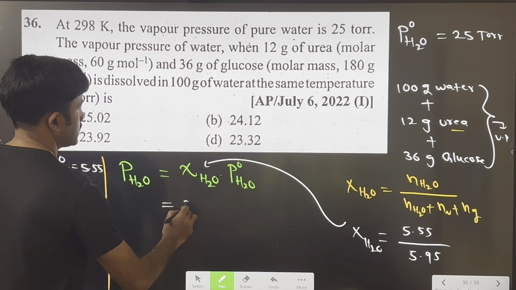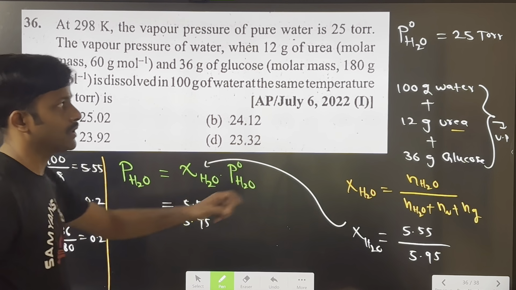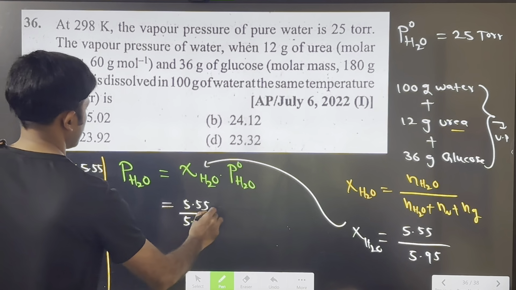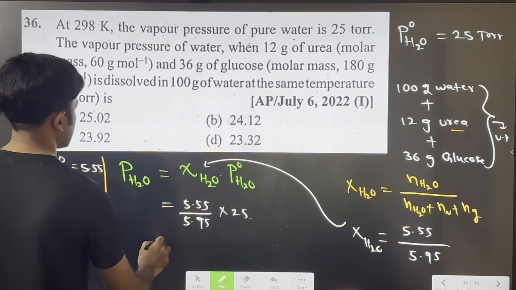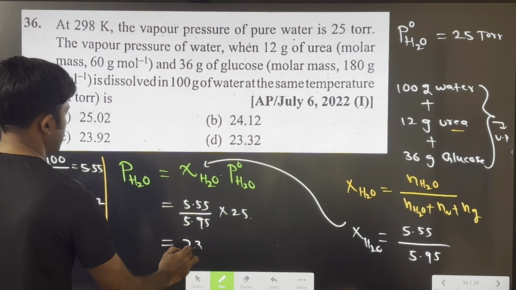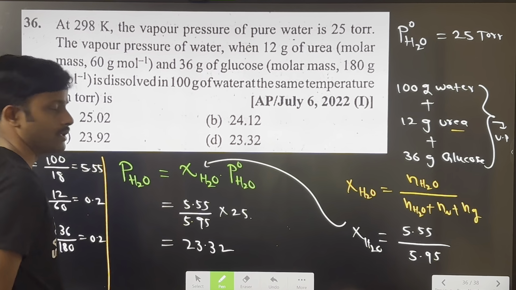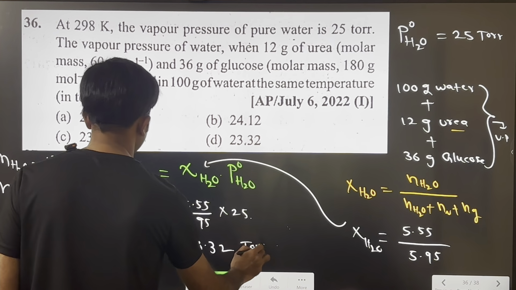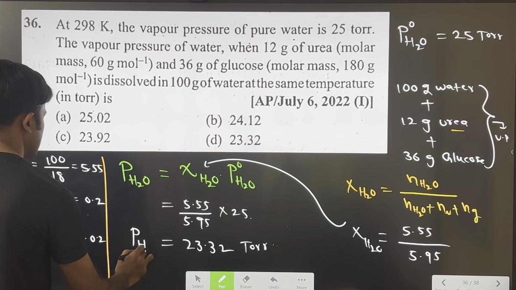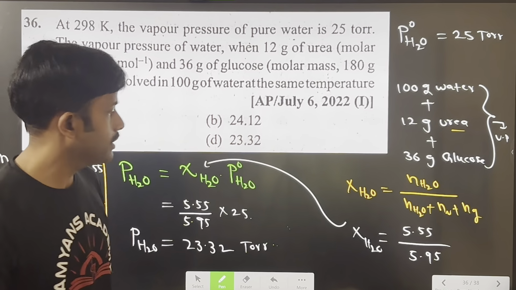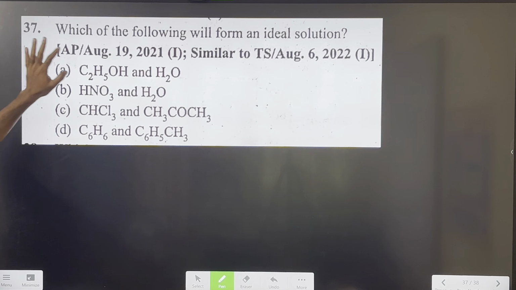So mole fraction of water is 5.55 by 5.95, and the vapor pressure of pure water is how much here? 25 torr. So 5.55 by 5.95 into 25, just do the calculation. You will get less than 25, and it is matching, 23.32. When you do the calculation, you will get this answer, that is 23.32 torr. This is the pressure of water in this solution, right? Is it clear, everyone?